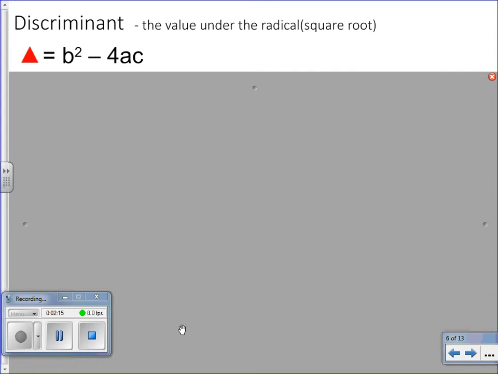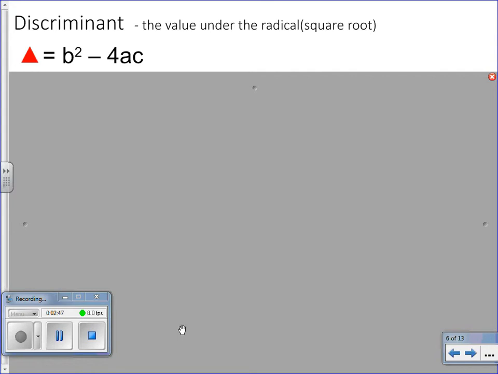Now, that's called the discriminant. We are going to make up a notation, and I'm going to use this red triangle to represent the discriminant. This is not official math notation. You could make anything you want for that red triangle. If you wanted your discriminant to be equal to a happy face and have happy face equal to b squared minus 4ac, you could do that.